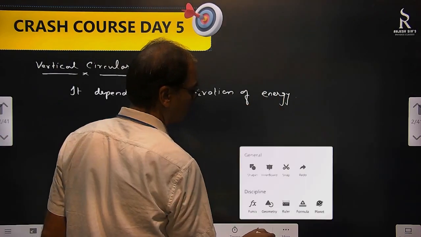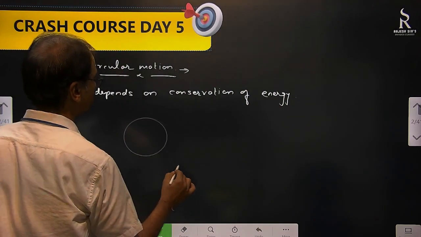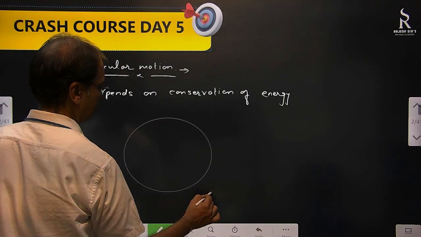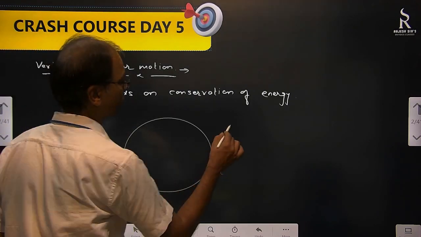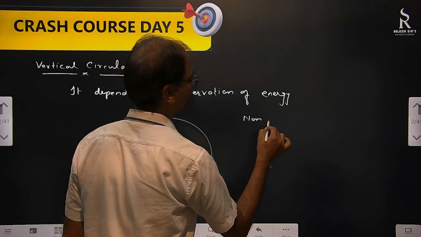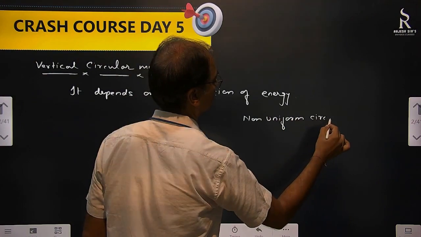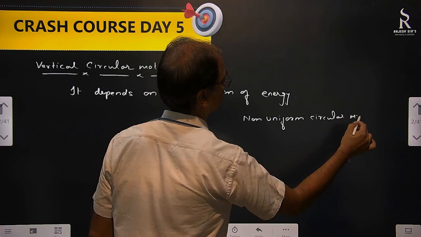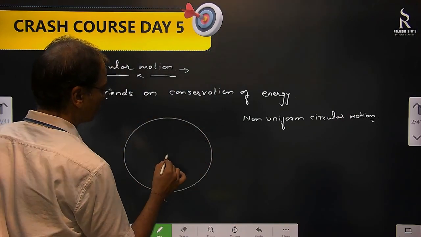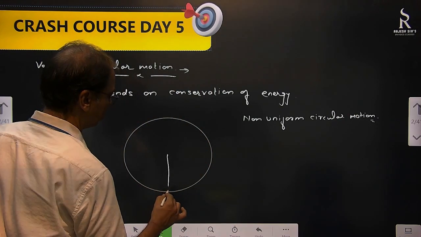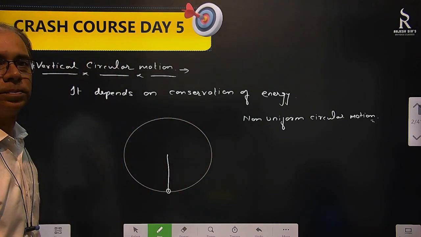If you are talking about vertical circular motion, we know that motion will be circular only, but this comes under non-uniform circular motion. So what is it here? We have a pendulum, and we want to make this pendulum move in a circular motion.